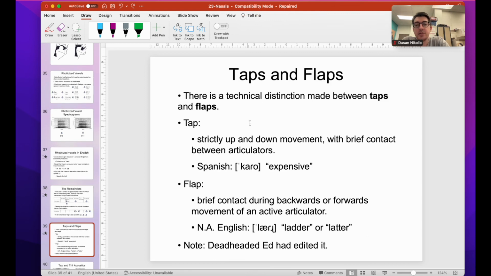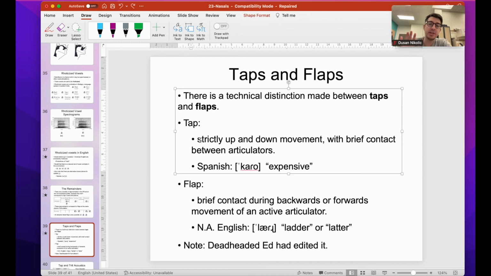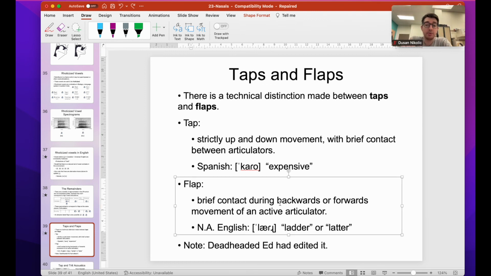And the difference between taps and flaps is not always so obvious, but taps are strictly speaking an up and down movement, right? So a brief contact, up and down, as in Spanish "caro." A flap is a brief contact during backwards and forwards movement, so it is basically more as in "ladder," rather than just up and down. So you're going back and forwards, and there is a movement in between that we call a flap, as in flapping doors.